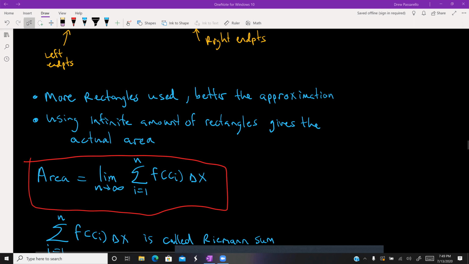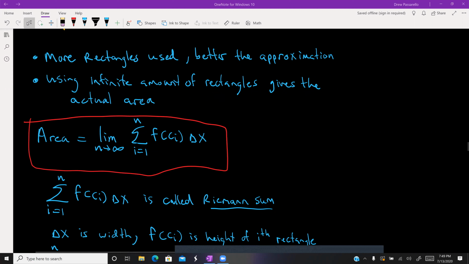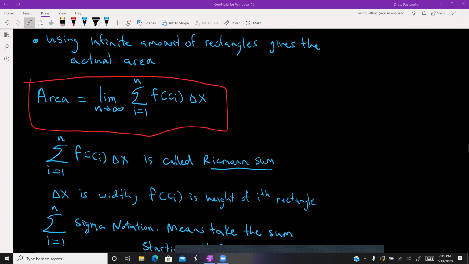All right, in this video, I'll go more into the sum part of this limit. So it's the limit as n goes to infinity of the sum from i equals 1 to n of f of ci times delta x. Now the sum portion is called a Riemann sum. Delta x is the width of the rectangles, and for our purposes in this course, we're using equal width. And f of ci is the height of the ith rectangle.